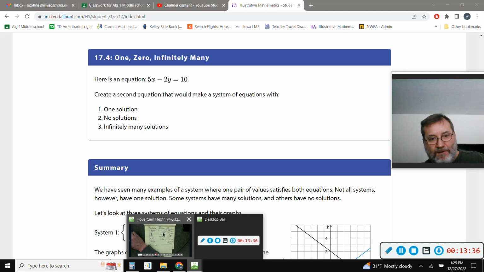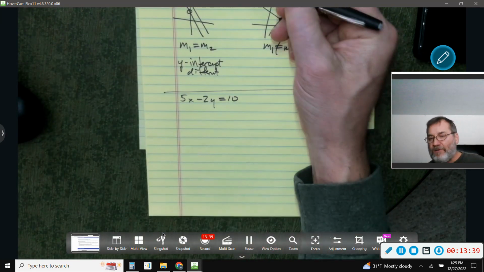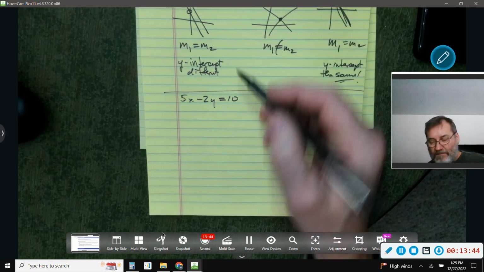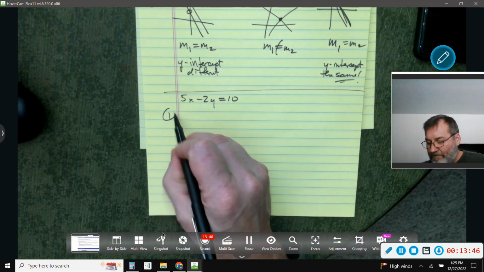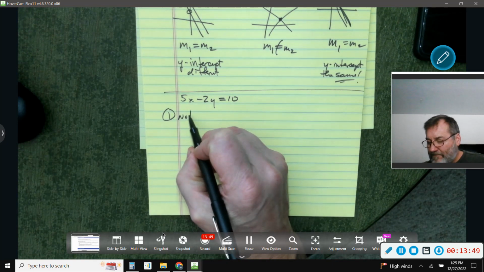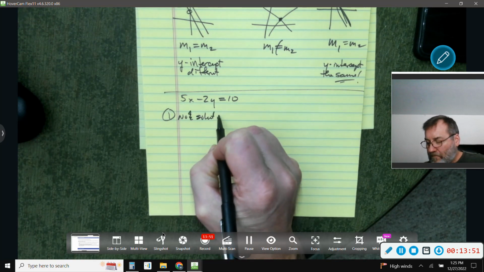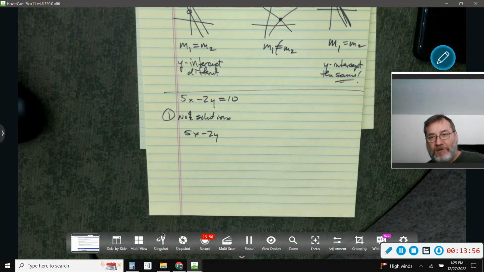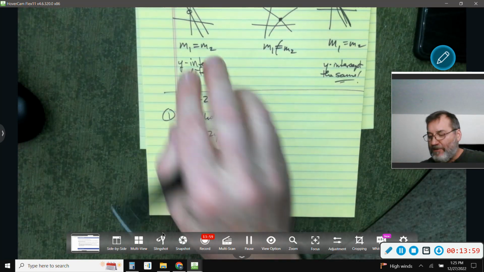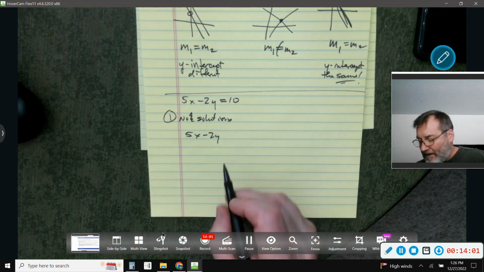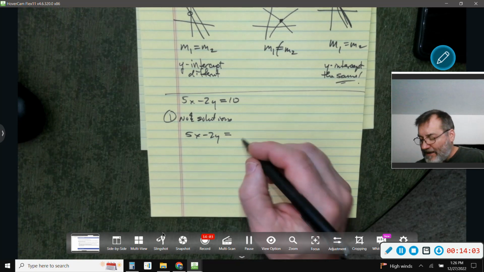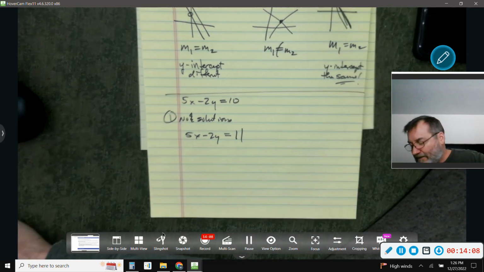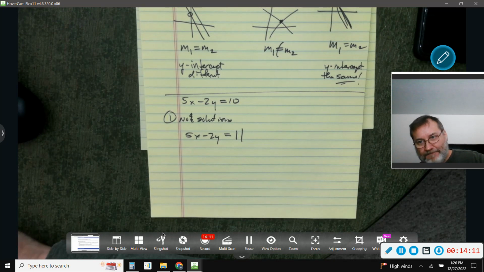What do I got to do? Well, if I want no solutions, I have to have the exact same slope. I just have to change the y-intercept. Here's the easy way. So here's situation 1, no solutions. 5x minus 2y. There, I got the slopes. Slopes are the same, same ratio between the a and the b. And I'm going to have no solution. So rather than 10, I'll make it 11. Just any other number, but not 10.